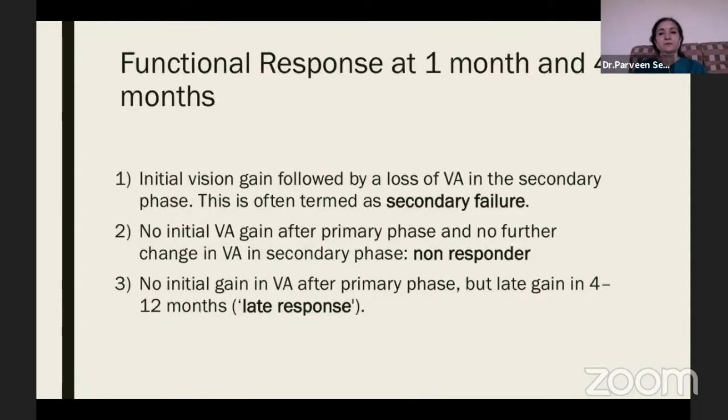Anatomical or morphological responses are seen at 4 months, and you could have patients who initially respond well, but then do not have a good response, or you could have patients who initially do not respond, but may gain 4 to 12 months later, which is a late responder. So it is definitely worthwhile to keep the patients on these monthly injections for at least 3 to 4 or up to 6 months.